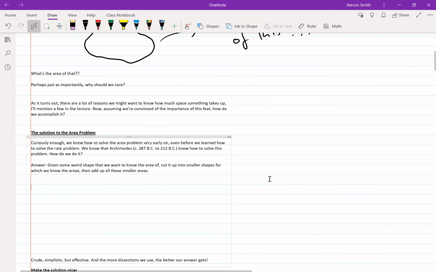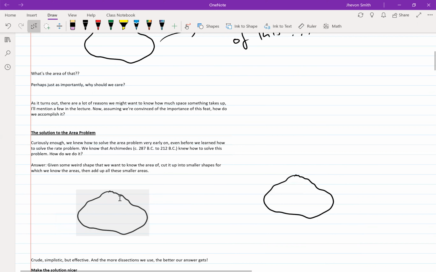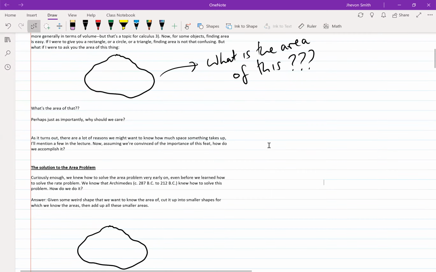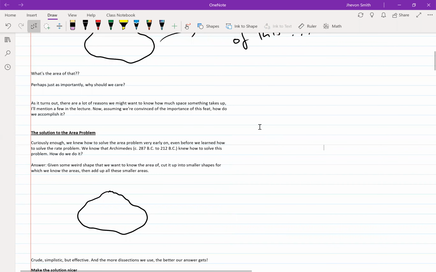There is evidence that Archimedes, who, as you can see, lived from 287 to 212 BC, there are cases where we know for a fact that he knew how to solve the area problem. So the solution is actually not anything too complicated. What is the solution? How do you actually go about finding the area of an irregular shape? Well, the idea is this.